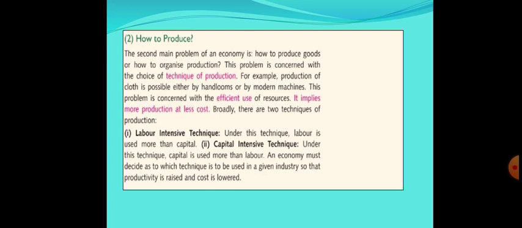But this choice involves an even deeper choice, that is, choice between employment and efficiency. If labor intensive technology is used, then the country is choosing employment and sacrificing efficiency. But on the other hand, if capital intensive technology is used by a country for production of goods and services, it means that it is going to sacrifice employment in favor of efficiency.